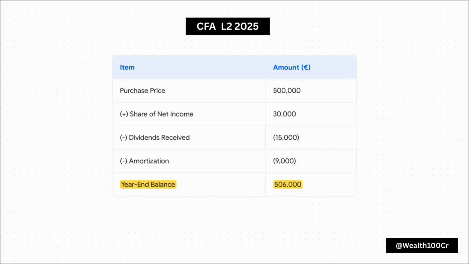Let's make this real with some numbers. So, Parker buys a 30% stake in Prince for 500,000 euros. That's our starting point. Then, Prince goes and makes 100,000 in net income. Parker's share? 30% of that, so we add 30,000. Now, Prince pays out a 50,000 euro dividend. Parker gets its 30% cut, which is 15,000, and we subtract that. After a final little adjustment for amortization, bam, the year-end balance for the investment is 506,000. You can see how the investment account is now a direct reflection of how Prince is doing.